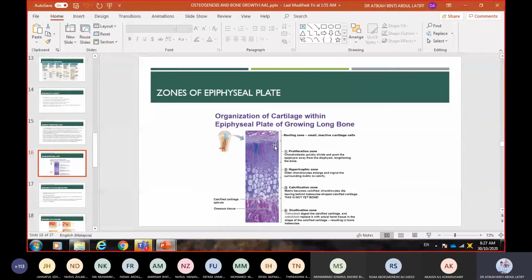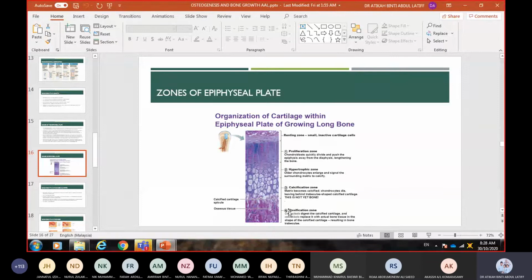So after the proliferation or mitosis, the cells will become chondrocytes and become hypertrophied. They enlarge, and then later in the third zone they become calcified. The matrix will become calcified, and then the chondrocytes will die off, leaving trabecular-shaped calcified cartilage. But no bone cells are yet produced. Only calcification happens and the death of chondrocytes.